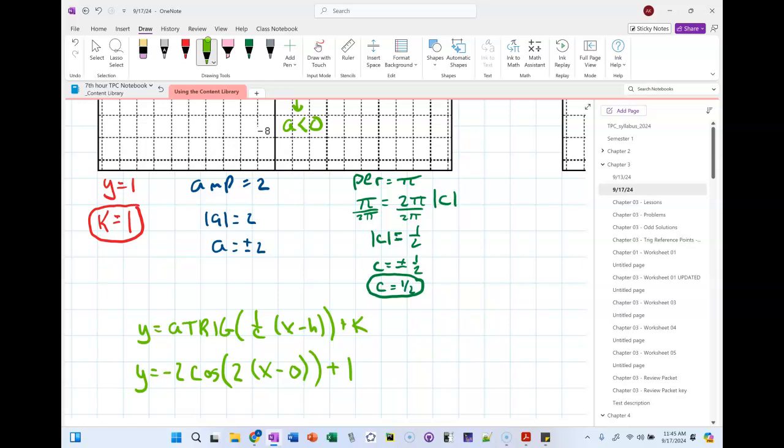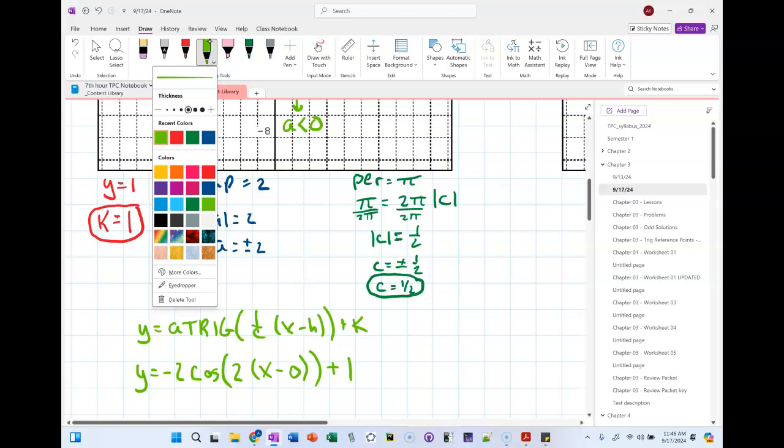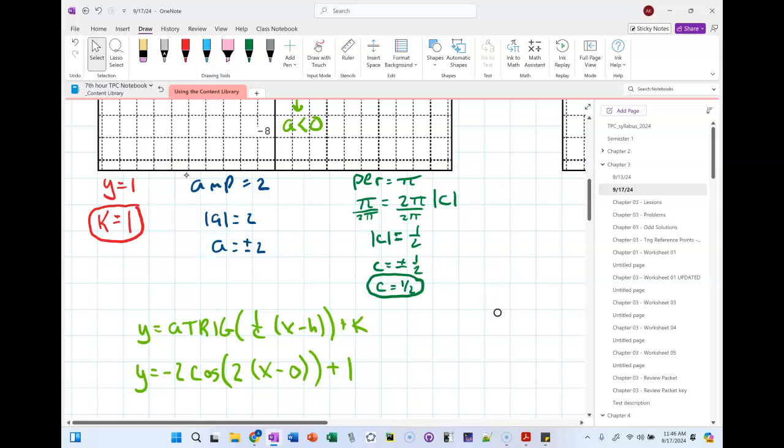But Mr. Kulik, on Friday you said any of these wavy shaped graphs could be a sine or a cosine function, right? So couldn't I have written this as a sine function? Yes, I still can. Let's show you how we do that.